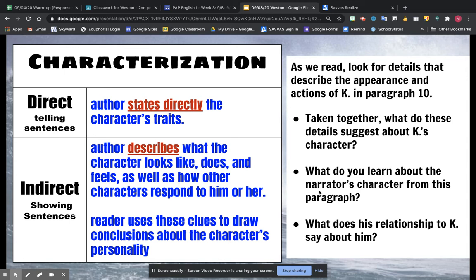These are in addition to the circling, the underlining, and the question marks that you're doing, because I'm asking you to do it in very specific locations. All right.